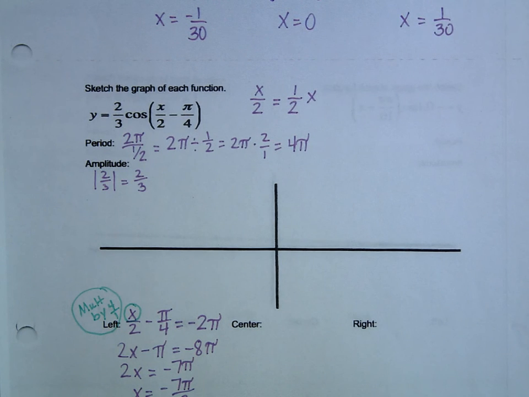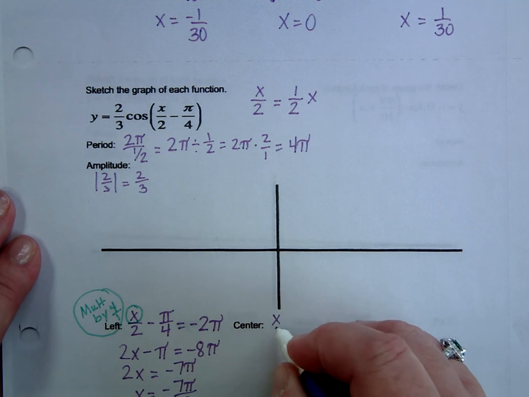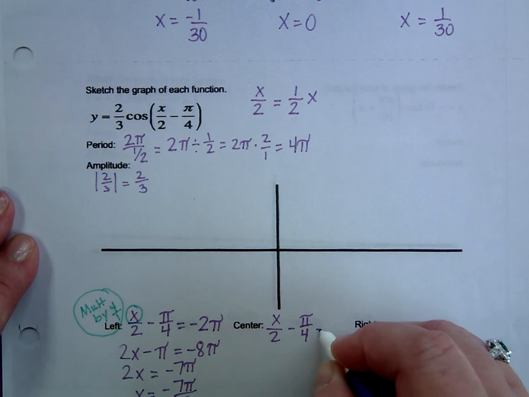All right, here comes the center. Hopefully that's a little easier because that's set equal to 0. I have x over 2 minus pi over 4 equals 0.